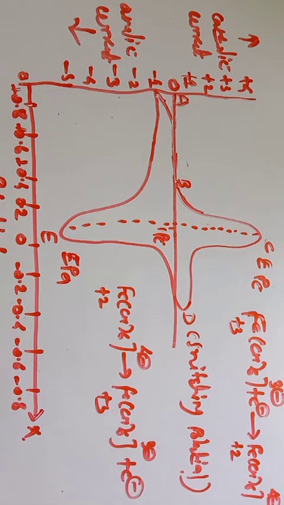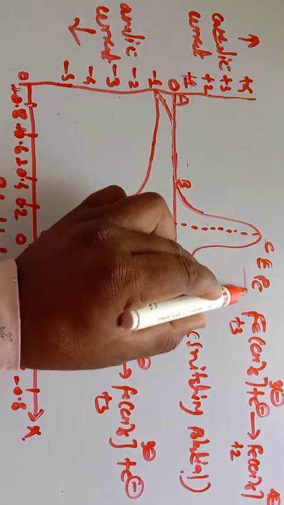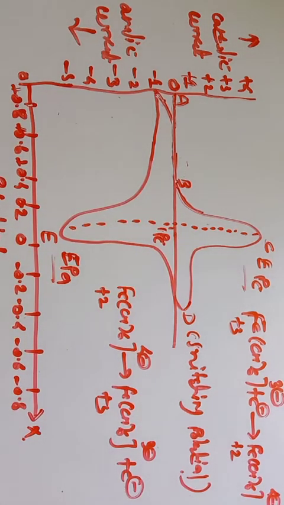So you should remember this EPC and this EPA. What is this EPC? That is cathodic peak potential, and the other is anodic peak potential. The potential at which the reduction takes place at the cathode is called the cathodic peak potential, and where the oxidation takes place, it is called the anodic peak potential.